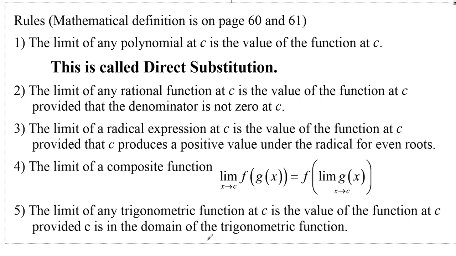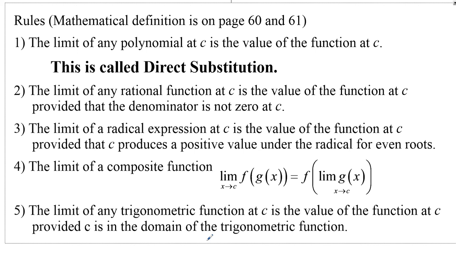The limit of a radical expression at C is the value of the function at C provided that C produces a positive value under the radical for even roots. So again, if the value at C is going to provide an imaginary number, then we can't use that one either.